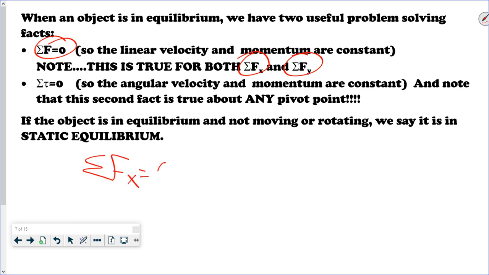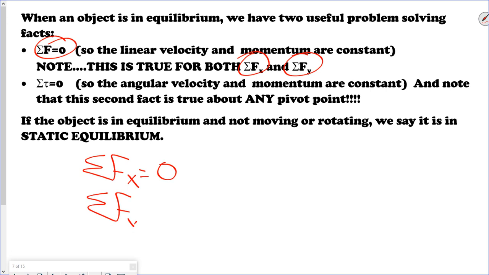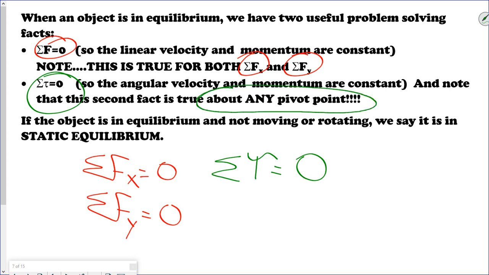We know that our net force horizontally is zero. We know that our net force vertically is zero. And then finally, we also know that our net torque is zero. And really, this gives us kind of an infinite number of equations, because your net torque is zero about any pivot point.